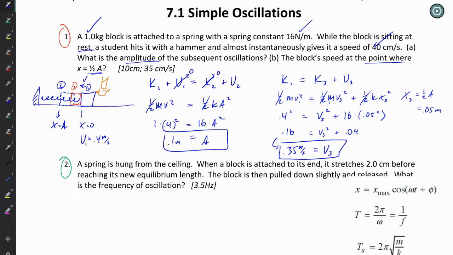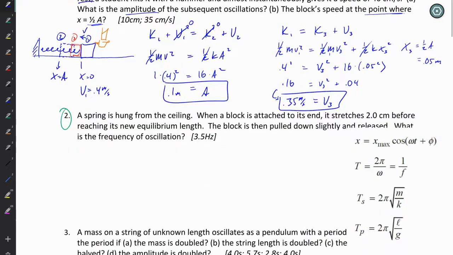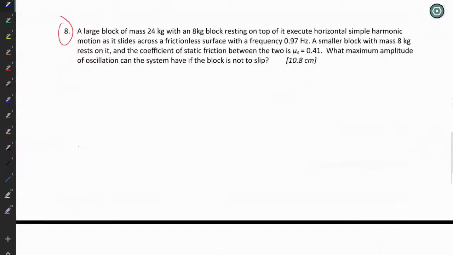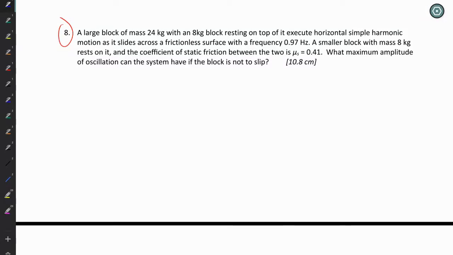Problem number 8. We've got a large block of mass 24 kilograms, with an 8 kilogram block sitting atop, executing simple harmonic motion horizontally as it slides across a frictionless surface with some frequency. So like a little wall here, a floor, a spring, and this contraption is oscillating left and right.